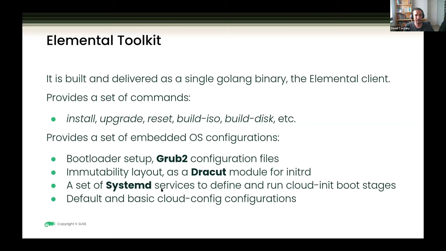So these are the critical dependencies that Elemental has over the OS. So we assume there's going to be grub as a bootloader. We assume we're going to use Dracut for building the initrd, and we assume that services and the boot process are going to be managed by systemd. So again, as said before, we are not trying to be very opinionated on that. Those are common tools that you can find in most Linux distributions. So we try to stay as unopinionated as possible. Moreover, and finally, this embedded toolkit binary also includes a few basic cloud config configurations. By cloud config configurations, we understand that we include some declarative YAML configuration files.